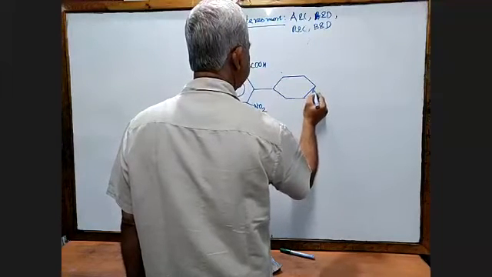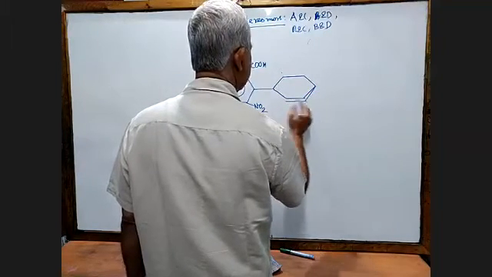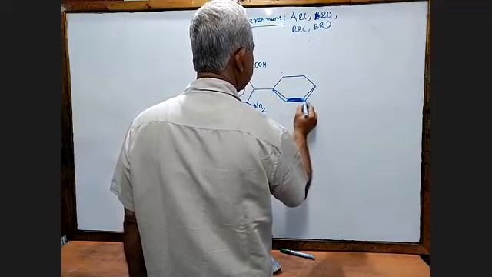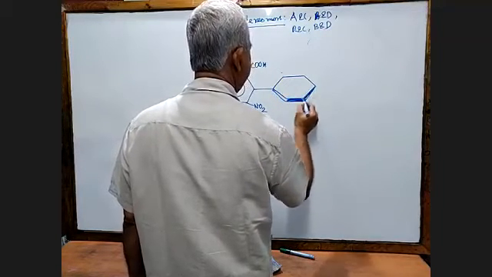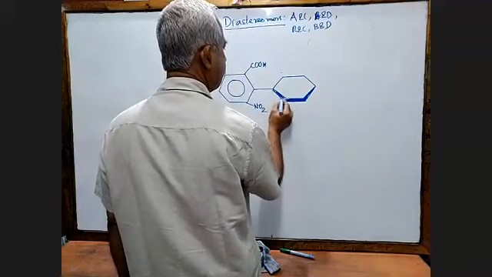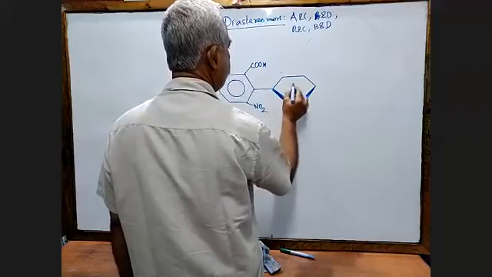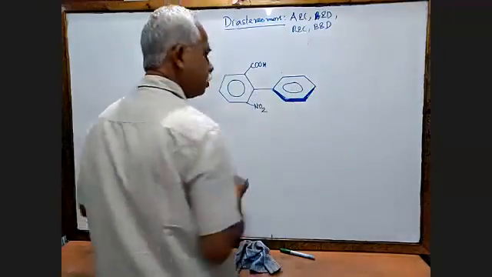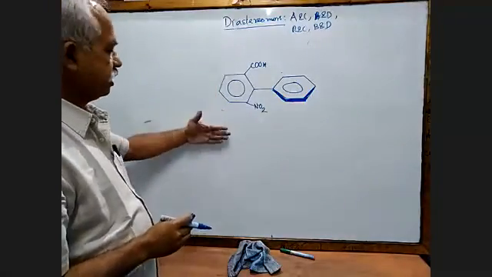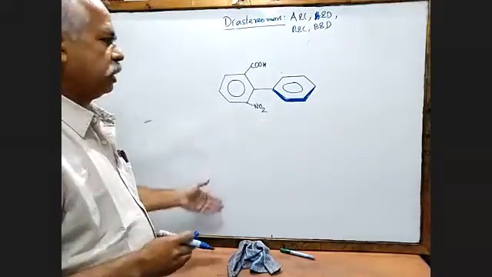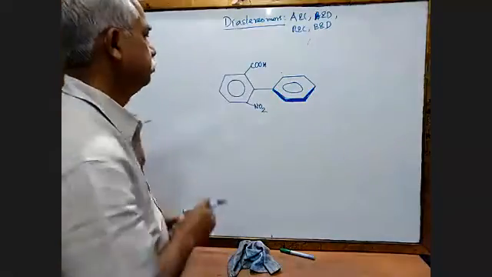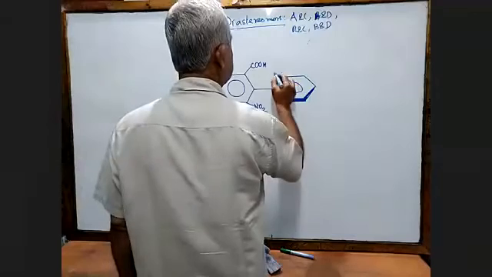Please excuse me for my bad drawing. See, this is not a double bond here. Why did I do it like this? It means this phenyl ring is in the plane of the board, and this is 90 degrees to the board. Clear? Very good.